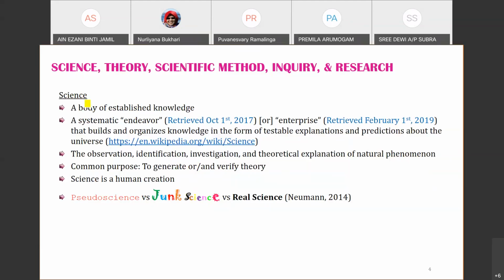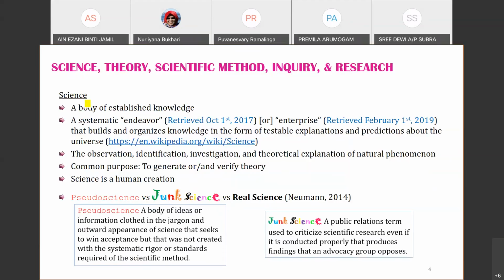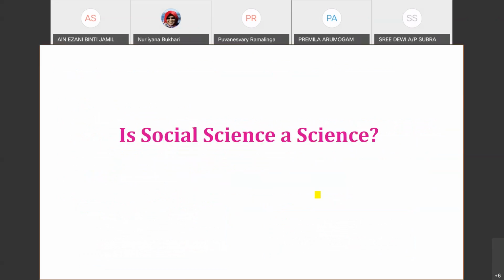So science, I'm not going to venture into it. It is established knowledge. We talk about science most of the time as physics, chemistry, biology. But here there's pseudoscience versus real science. This is from Neuman, you have this book, Research Methods, Neuman. He also makes a difference between junk science and real science, and now, what about social science?